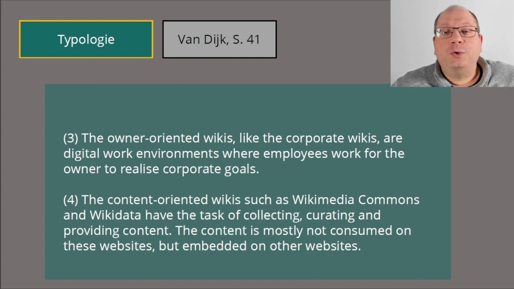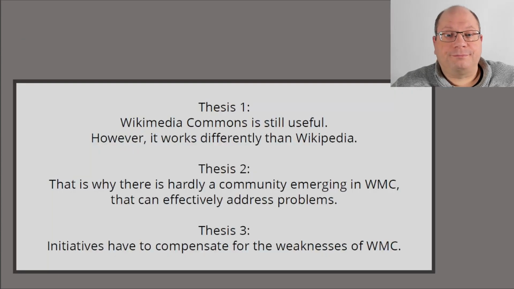And this brings us to three concluding theses. Number one. Wikimedia Commons is still useful. However, it works differently than Wikipedia. You have to understand this first if you want to think about how to improve Commons. You can't just draw on your experience with Wikipedia. Number two. That is why there is hardly a community emerging in WMC that can effectively address problems. So that's why, because of how it works, not by historical accident and not because of any culprits.